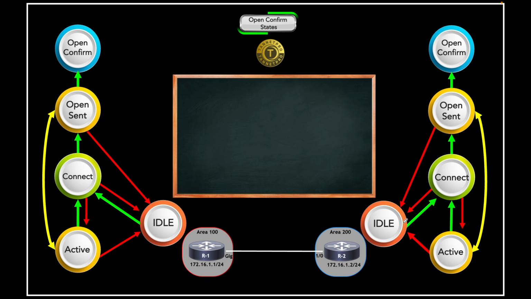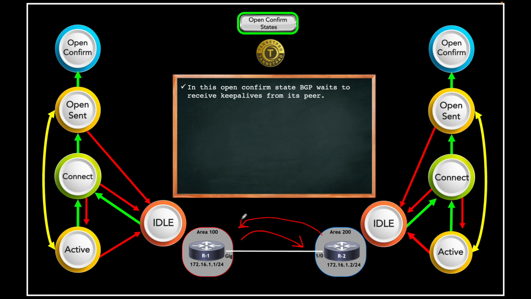So now we are in the open confirm state. Now let's understand this open confirm state. What basically happens in this state? In this open confirm state, BGP waits to receive a keepalive, right? Because we have seen that in the open sent state, we sent a keepalive message to its configured neighbor, but it has not received one yet. So in this state, it will wait to receive a keepalive from its peer.